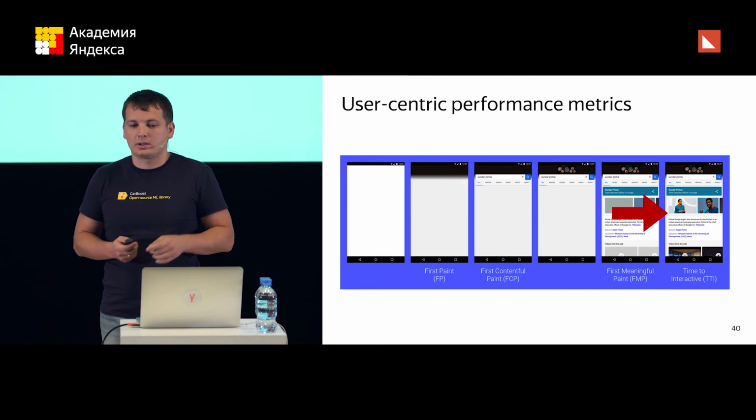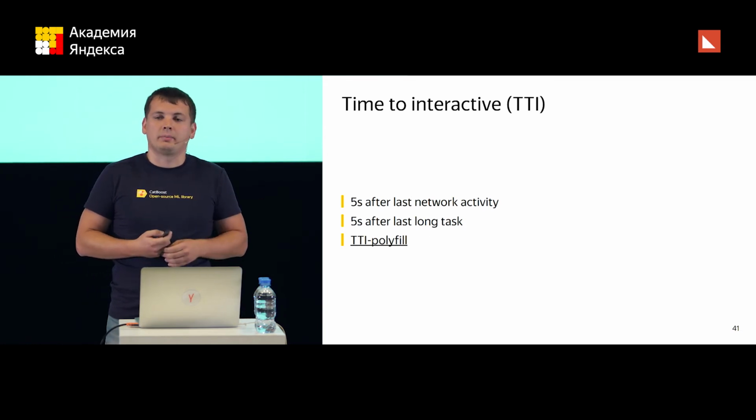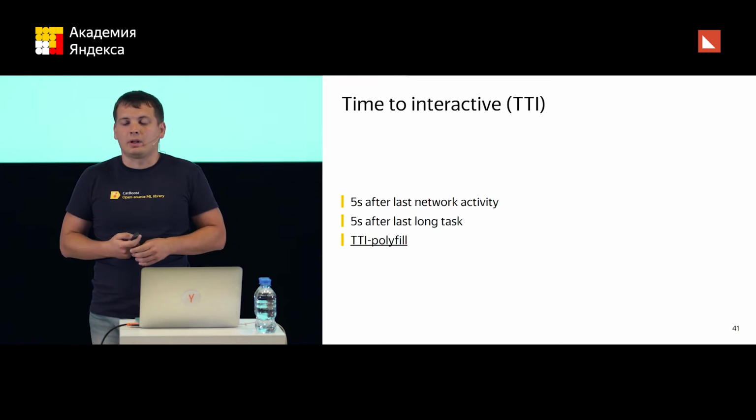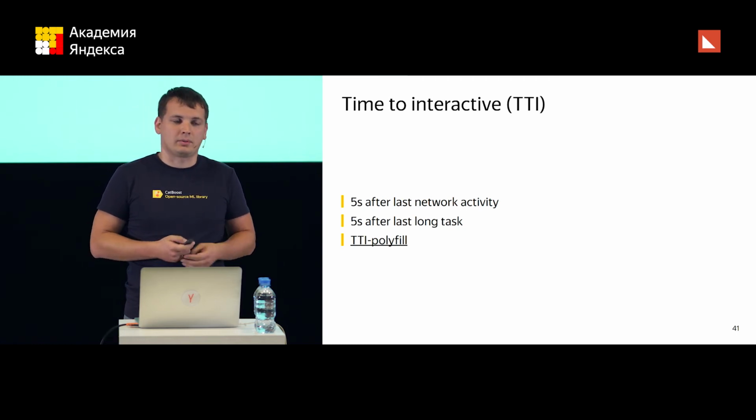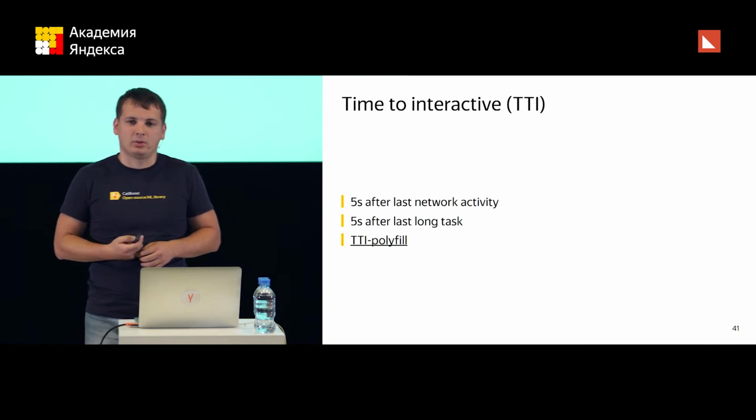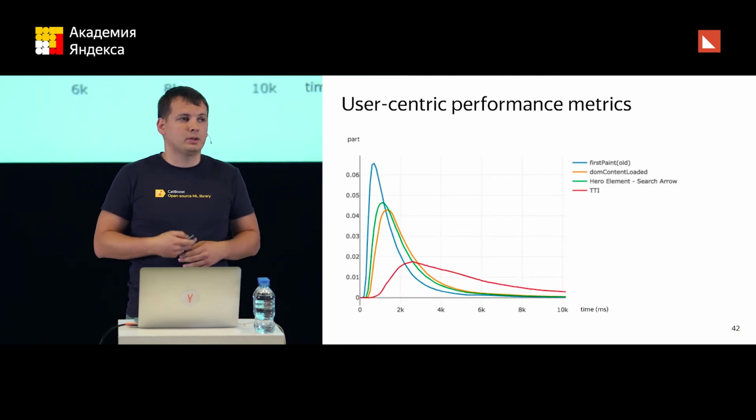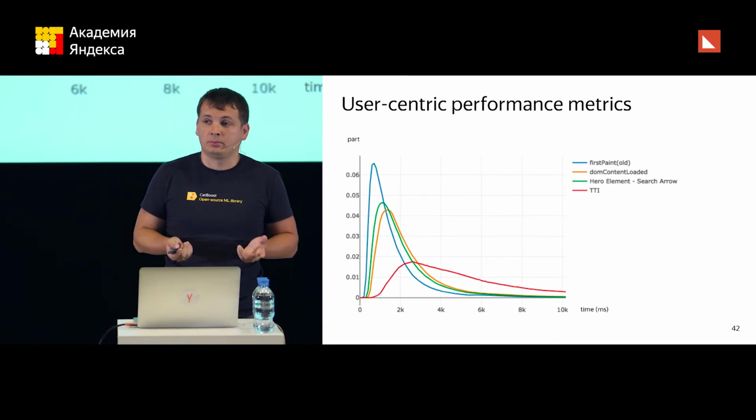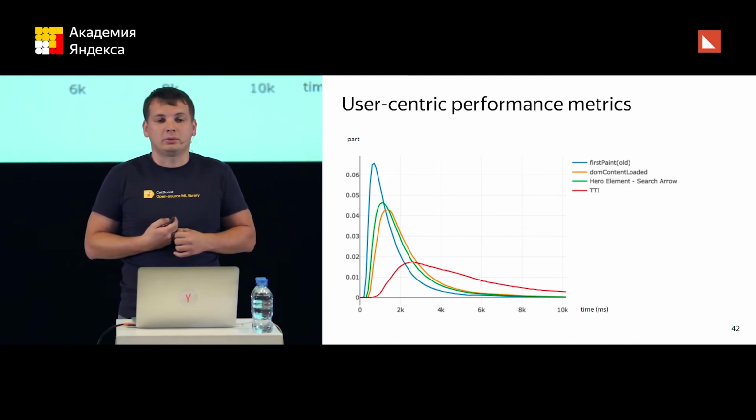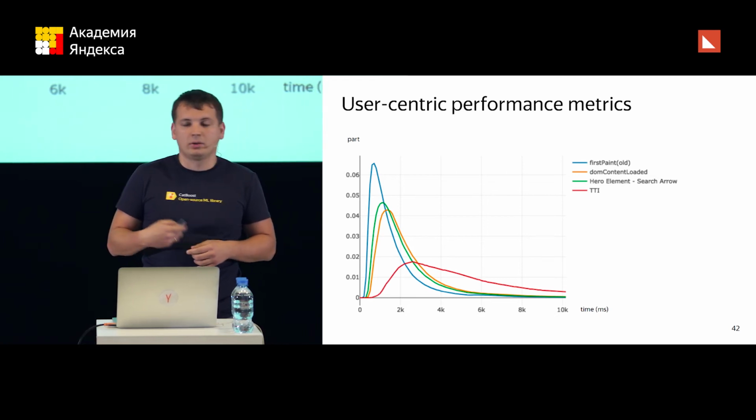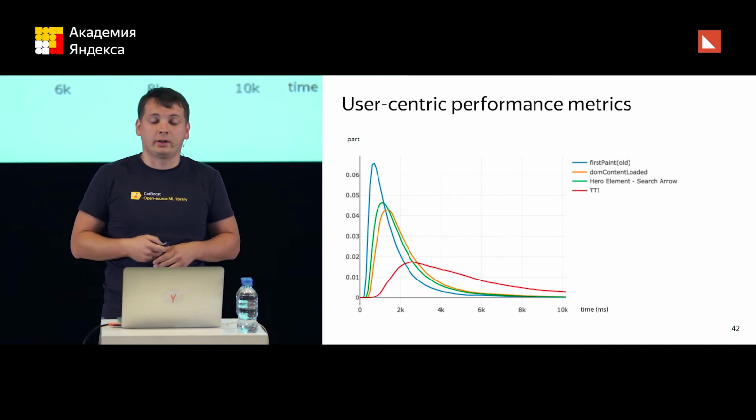Now I want to talk about the last thing, the time to interactive. In the article I mentioned before, it's defined as the time after 5 seconds of zero network activity and 5 seconds from the last long task. On our page, we have a lot of background requests, so we used only the time from the last long task. So we collect all these metrics, and here is the distribution for our page. It seems right. First paint comes first. After that, after our hero element is shown, the search arrow. And after that, we have the DOMContentLoaded event and the time to interactive event. It's great.